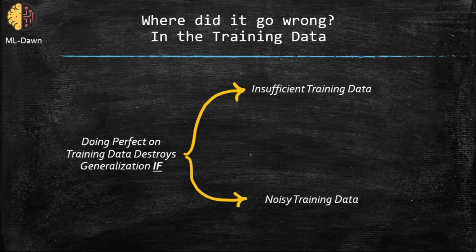Okay, so in these two cases, number one, if your machine learning algorithm overfits, it will overfit to insufficient training data. It will memorize a very limited subset of training data, and obviously it will fail to generalize this knowledge to the whole population, to the unseen data. Number two, if the training data is noisy, it will learn the noise.